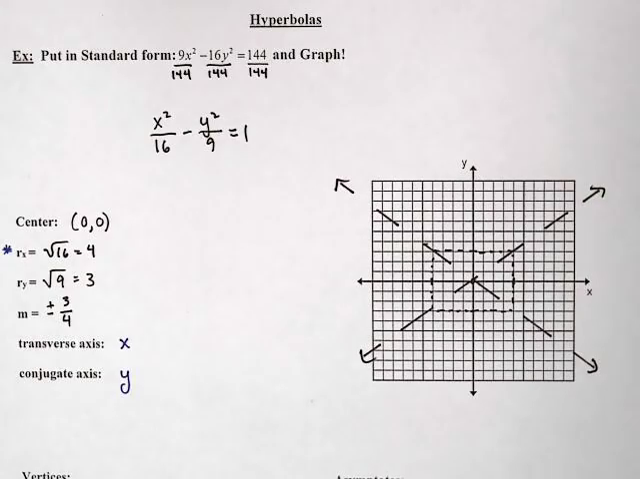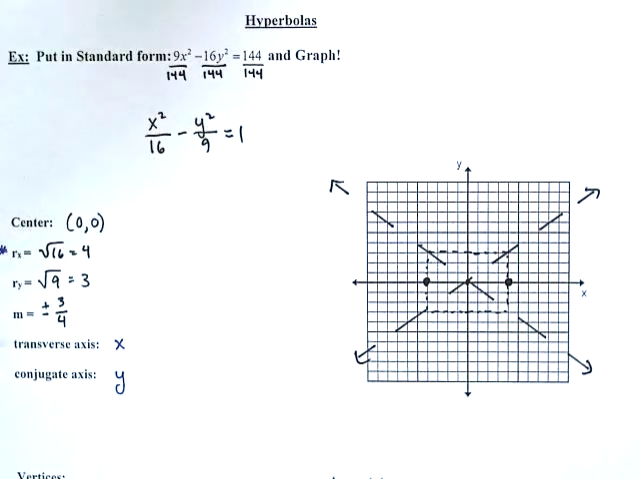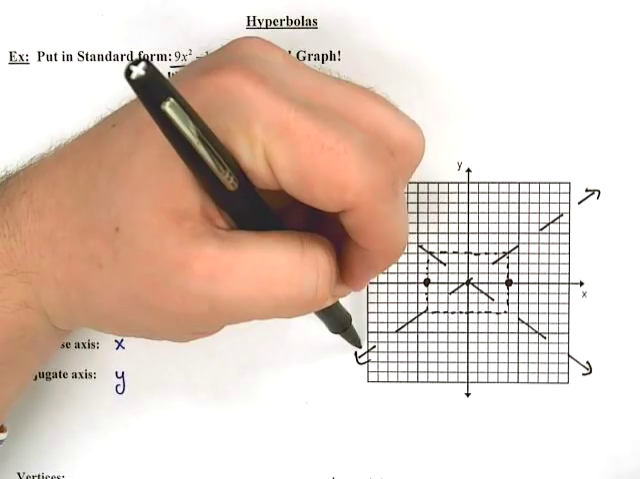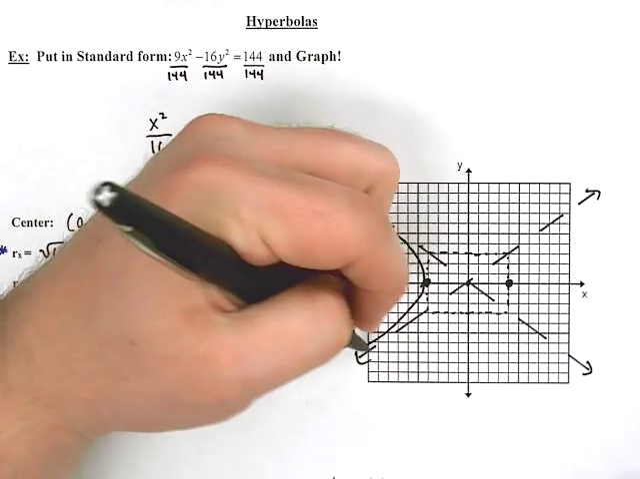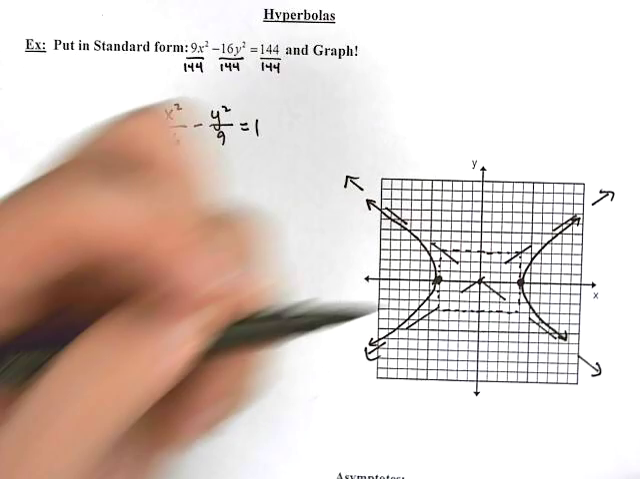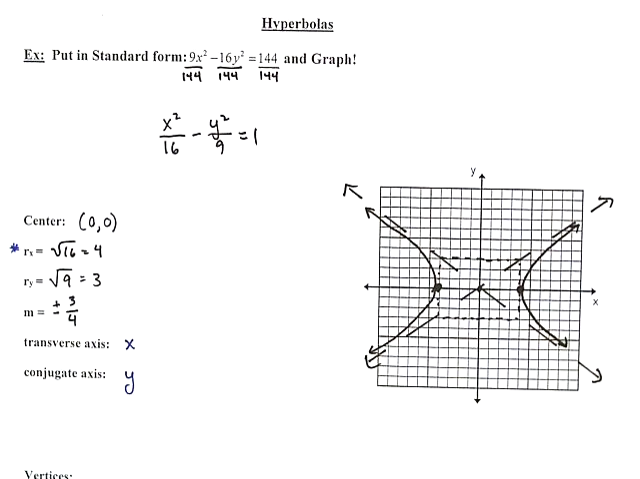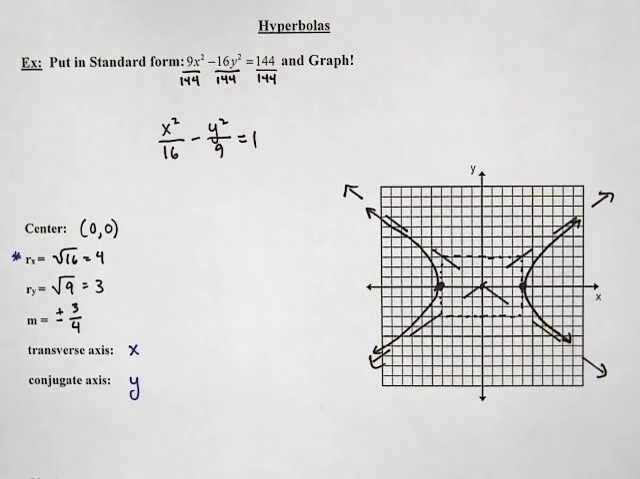We need to remember that the vertices, or the direction of this hyperbola, goes with the transverse axis. We said that the transverse axis was the x-axis, which means my vertices are going to be along that axis, or right there. And that gives me my final shape. So there you have it. There is our first hyperbola.